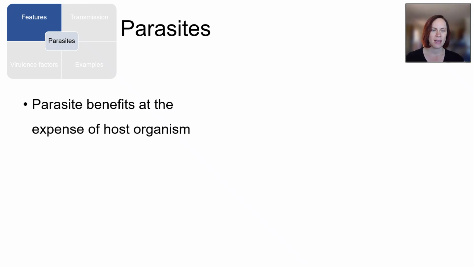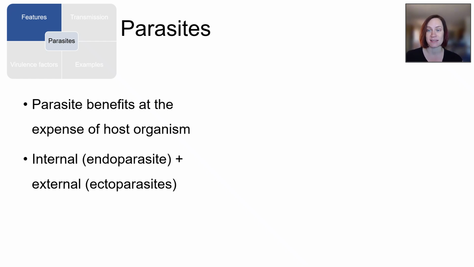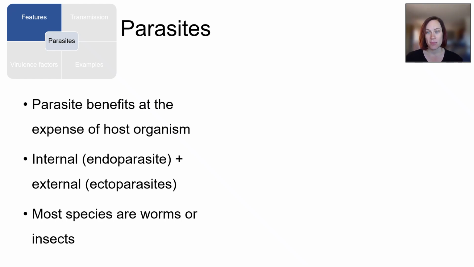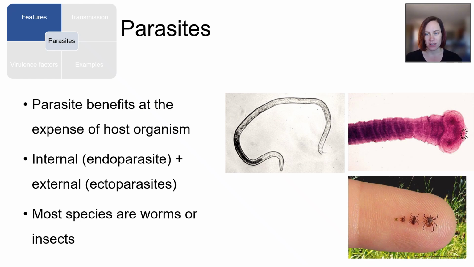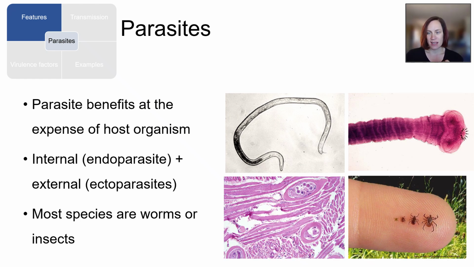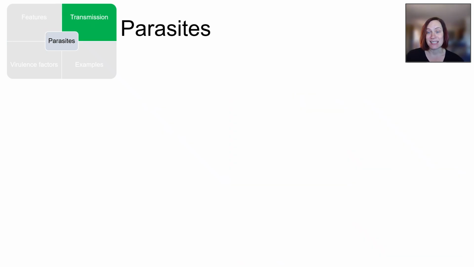All right, parasites are particularly unpleasant. They benefit at the expense of a host organism. They're going to derive nutrients from their host and essentially deprive their host of nutrients to the point of causing serious diseases. Now, many parasites are worms, and they often have really complex life cycles again, internal or external. Most species are worms or some kind of insect, and they live in the intestines usually, where nutrients are really easily accessible.